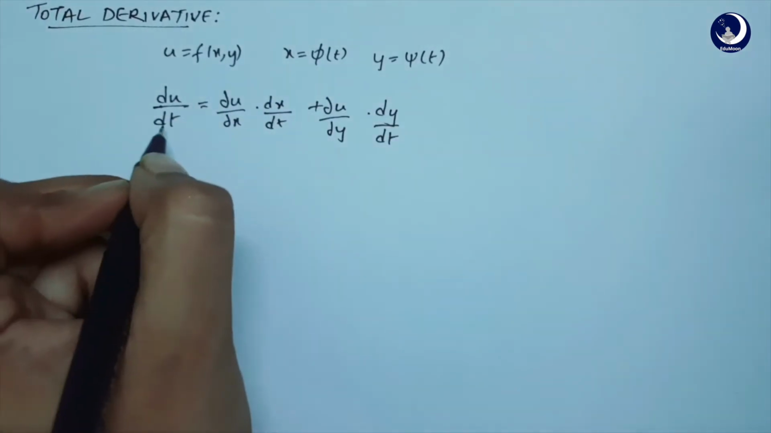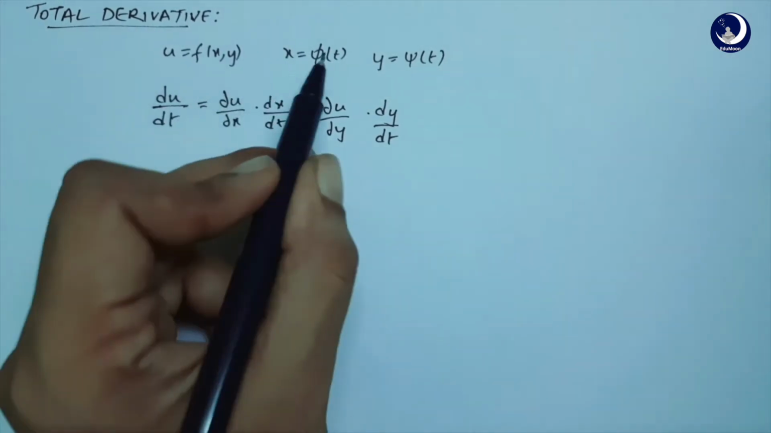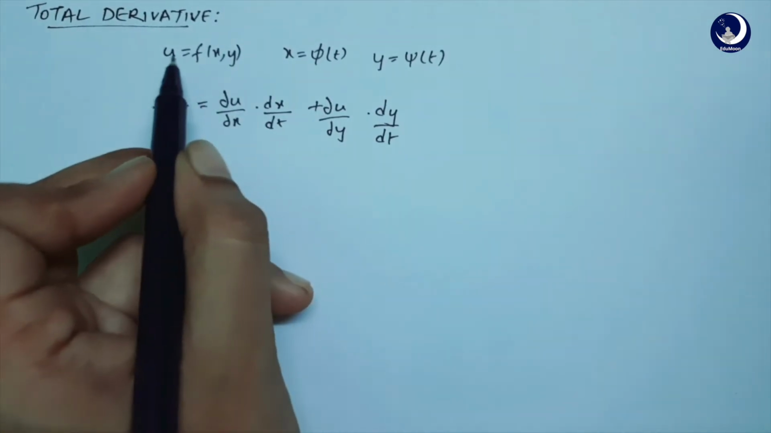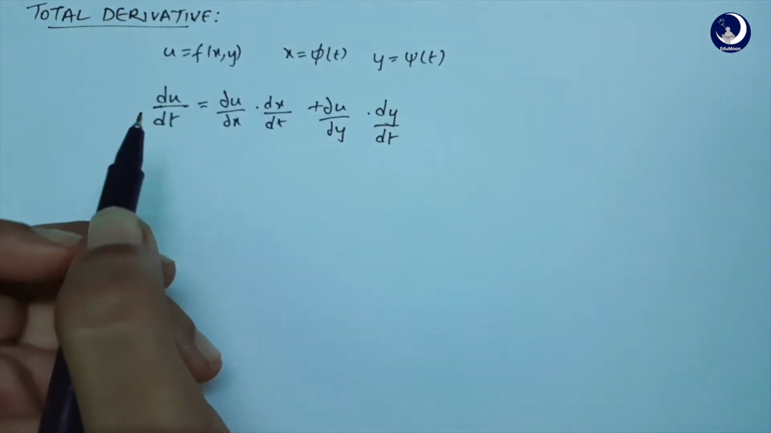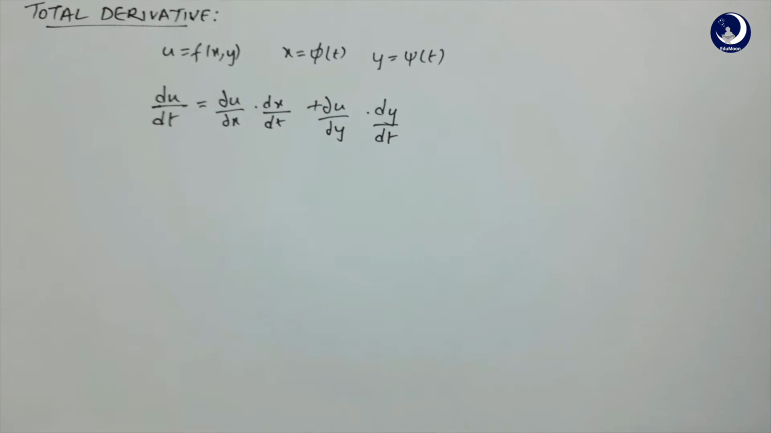Now mind you, this is an ordinary derivative. Why? Because once you substitute these values in u, it becomes solely a function of t. So that's why it's an ordinary derivative, not a partial derivative. This is also called the chain rule.